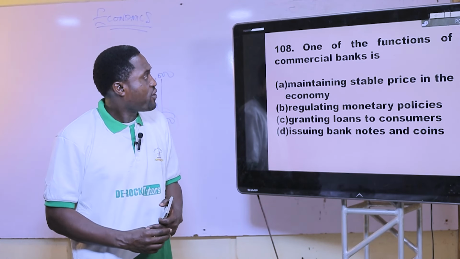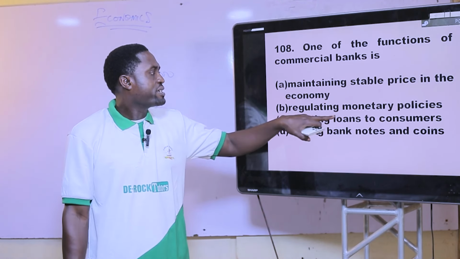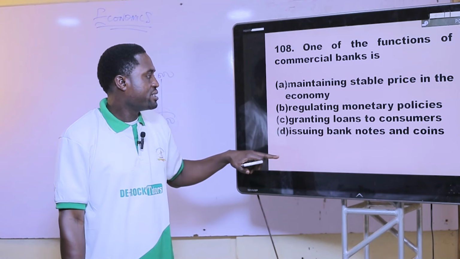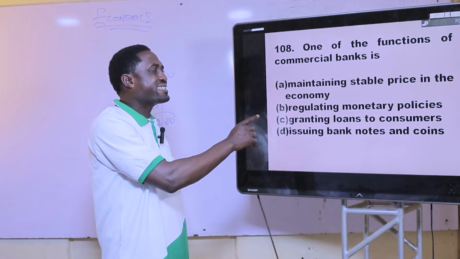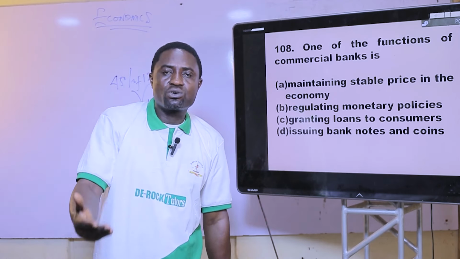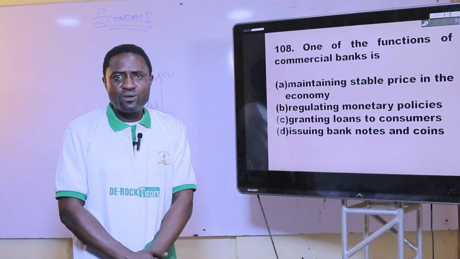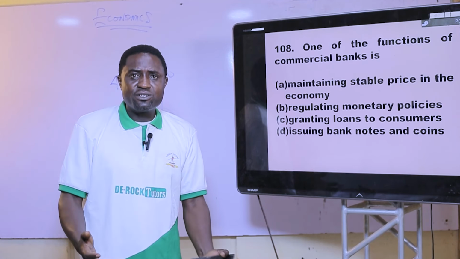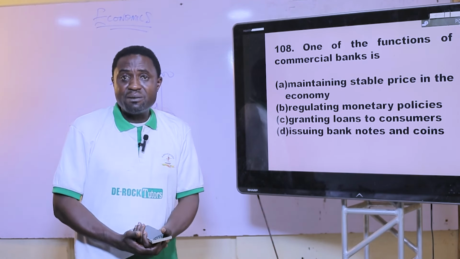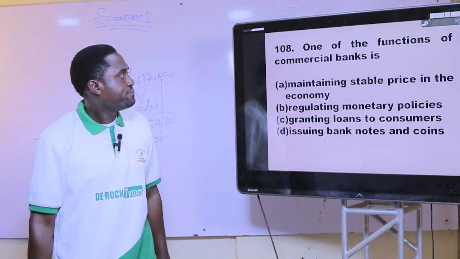You understand? The options are maintaining stable prices in the economy, regulating monetary policies, granting loans to customers, issuing bank notes and coins. It is granting loans to customers, because that's how they create money. They grant loans to customers. If you operate a current account at these commercial banks and you have a good credit rating, then you can be given money. You understand? So that is it. Question 109.